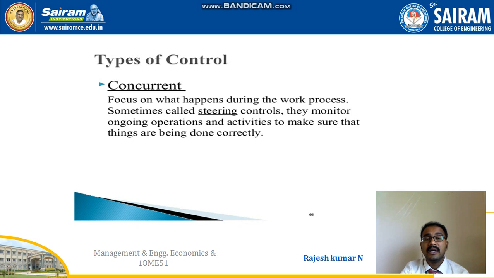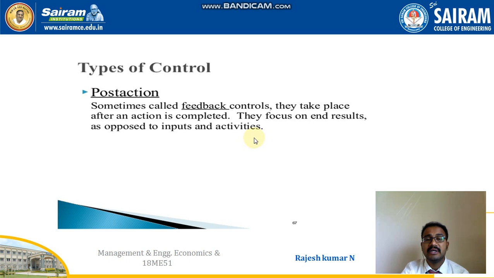The second one is the concurrent. Concurrent is nothing but the controlling which happens in between the process. Here you can see the focus is on what happens during the work process. It means the feed processing is already done and it is in the processing phase now. During the processing phase, we need to check whether everything is happening properly, and that kind of process controlling we call steering controls. It includes ongoing operations and activities to make sure that things are being done correctly.